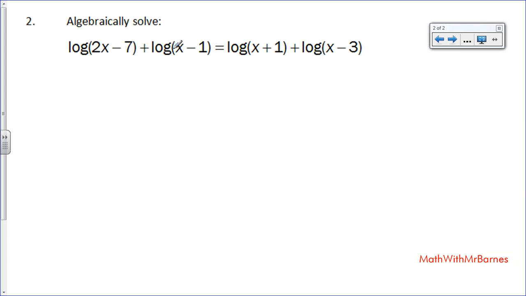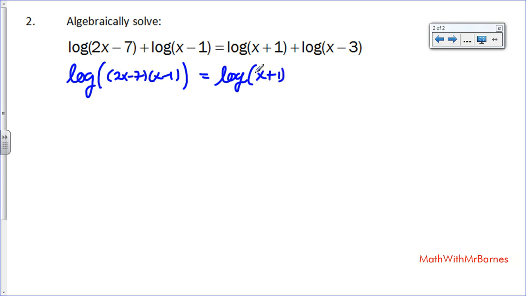So again, I'm adding logs. So adding logs, I multiply, so I have log, and these are all base 10 because there's no number written here, so we have the same base. So it'll be log of (2x minus 7)(x minus 1). Same over here, we're adding logs, so we multiply, so log of (x plus 1)(x minus 7), just like that. So now the next scenario is, the last one we changed to exponential form.